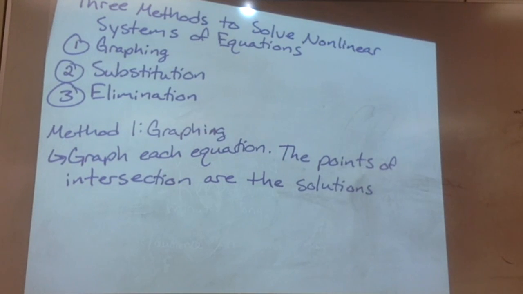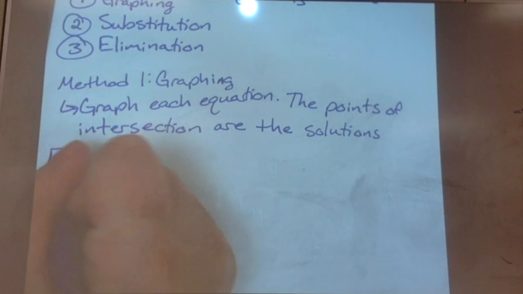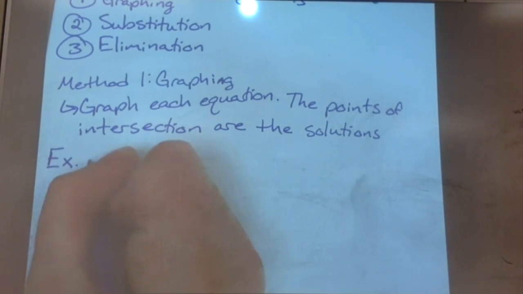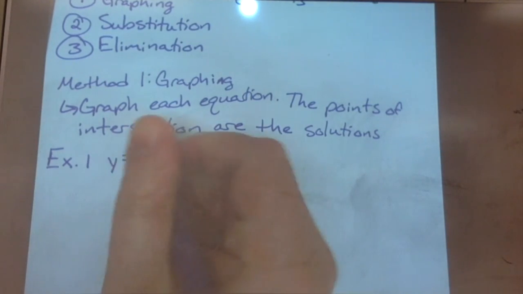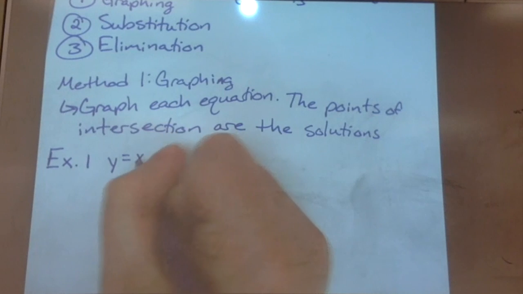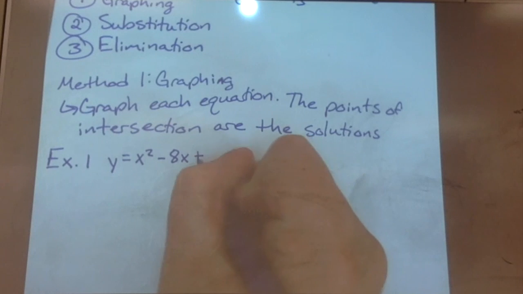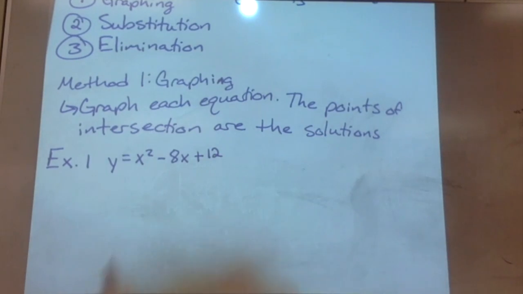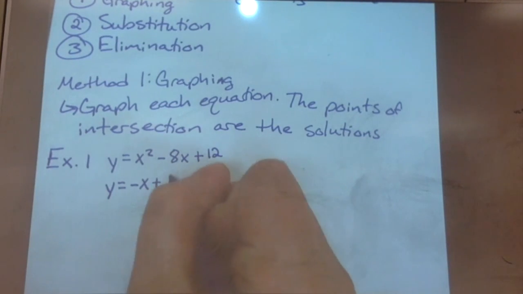So let's look at an example. I'm going to do my writing on here and then my graphing on graph paper, but I strongly recommend that you have some graph paper close by. So our first example, example 1. y is equal to x squared minus 8x plus 12, and y is equal to negative x plus 6.